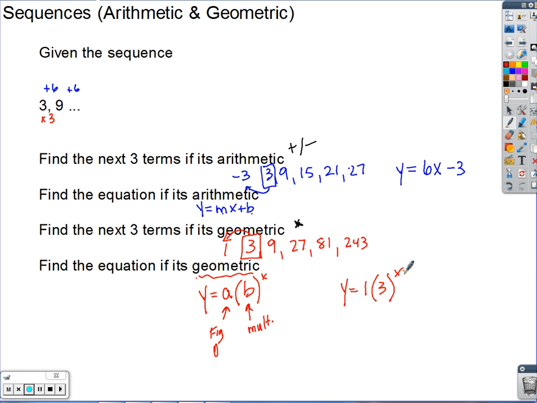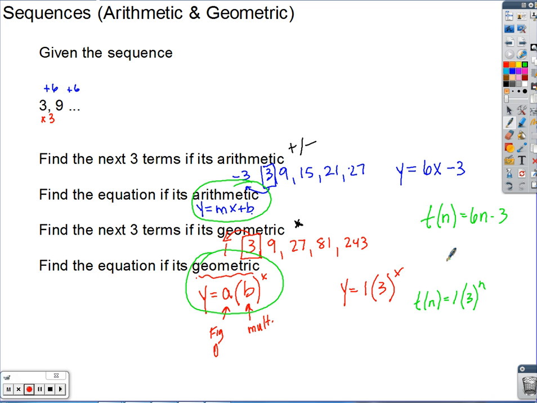So main idea here, people, is that you should know linear equations, mx plus b, and we should be getting more and more familiar with exponential equations, which is geometric, ab to the x power. And those two things are vital to doing arithmetic geometric sequences. Just keep in mind that the term number, usually you'll see this as t of n equals 6n minus 3, or t of n equals 1 times 3 to the n.